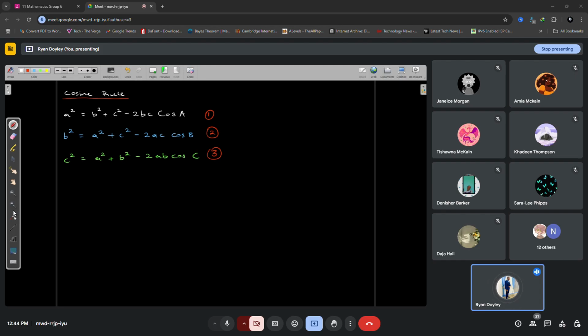On the formula sheet, chances are you'll only see this variation. And if you want to find anything else, you would have to transpose.